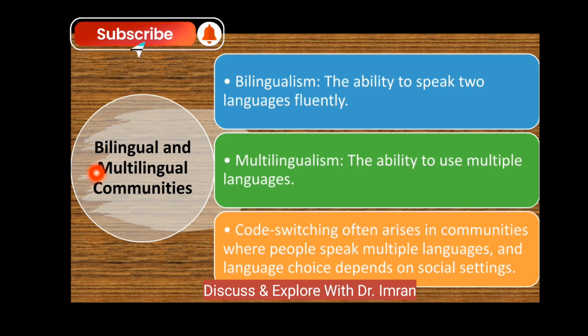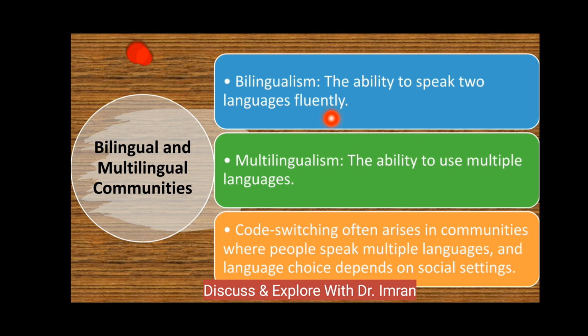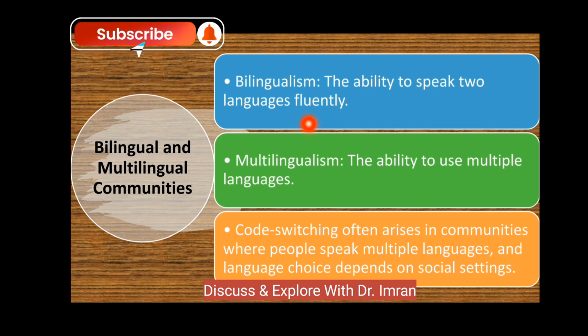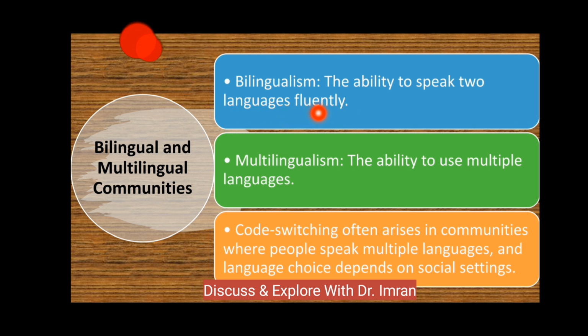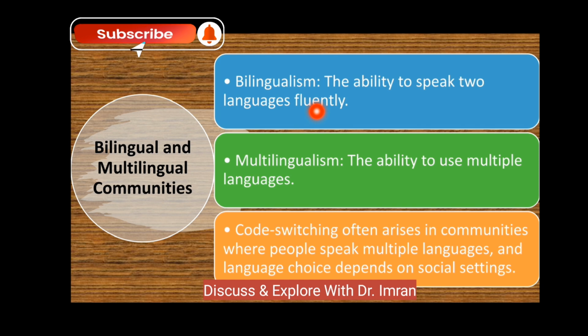Now, bilingual and multilingual communities. Bilingualism, the ability to speak two languages fluently. If you are able to speak two languages fluently, it's not possible that you will speak two languages equally, but you will be able to speak two languages fluently. So you are fluent in two languages. So when you are fluent, it means that you also understand two languages.